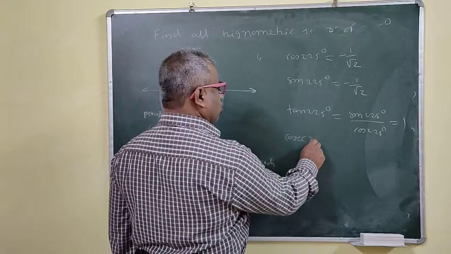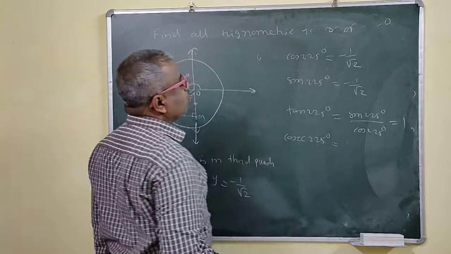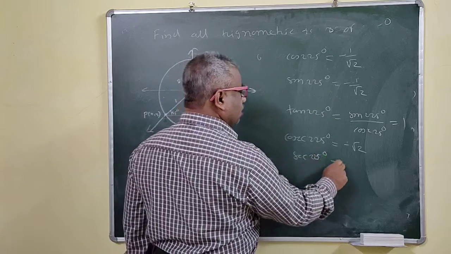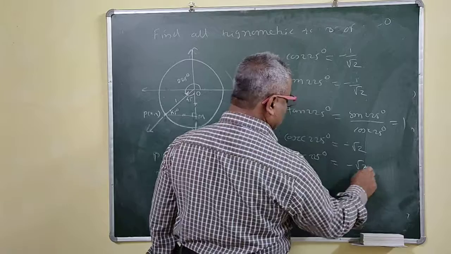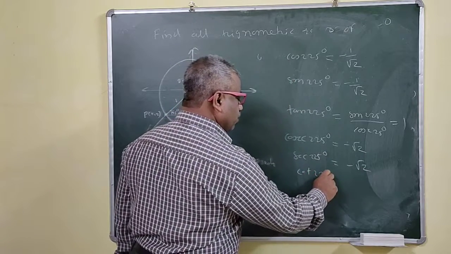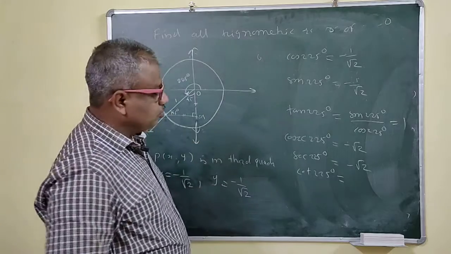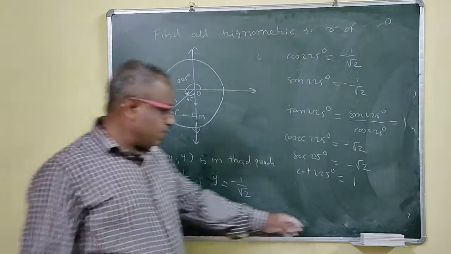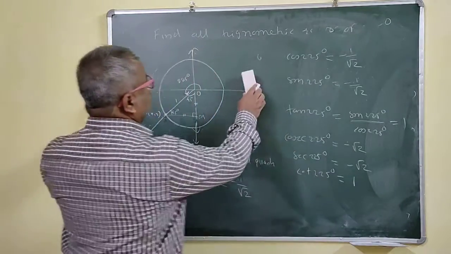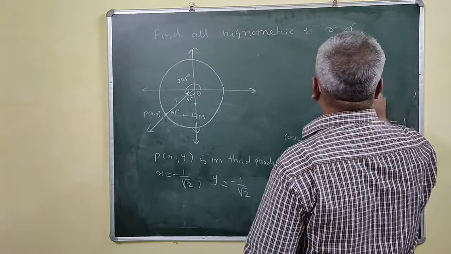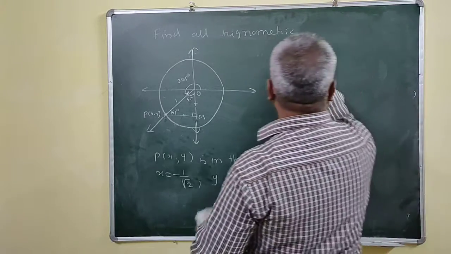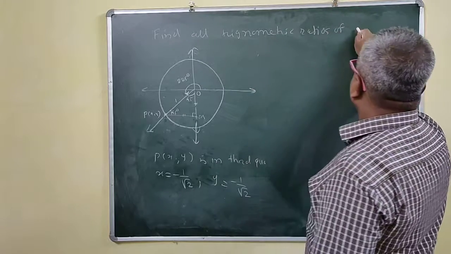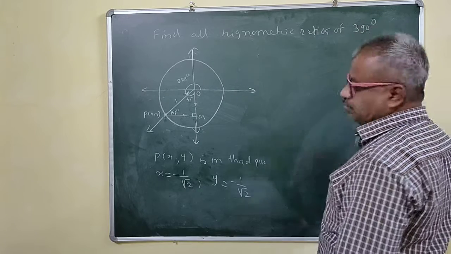Now you can find the rest of this one. So cosec 225 degree, just take the reciprocal of sine, this is minus root 2. Then sec 225 degree, take the reciprocal of cos, this is minus root 2. Then cot 225 degree is equal to 1, reciprocal of tan. Right? Now find all trigonometric ratios of angle 390 degree now.